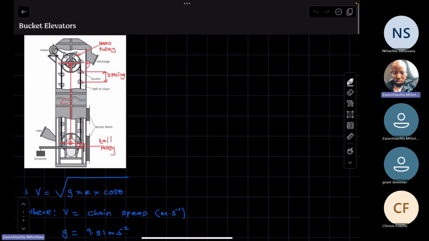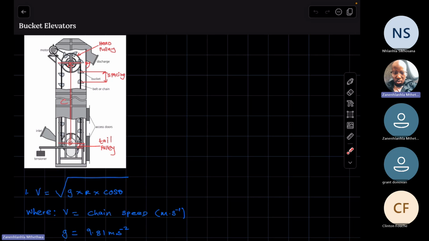Now, regarding bucket elevators, you essentially have this diagram where we have two pulleys, one being the tail pulley. So at the point of inlet, we have the tail pulley, and then at the delivery point or discharge point, we have the head pulley. So it's the head pulley that is connected with the motor.